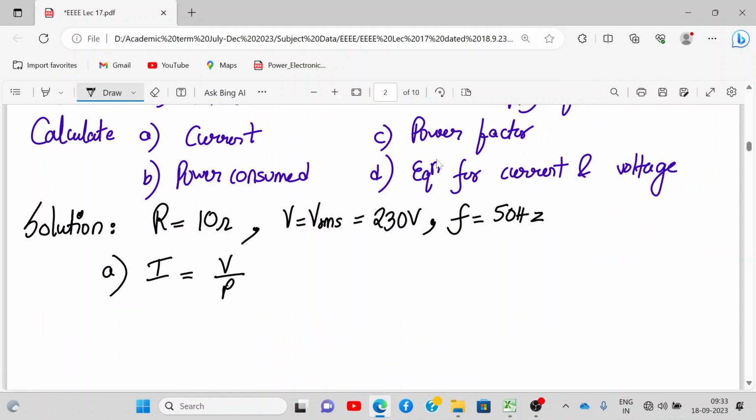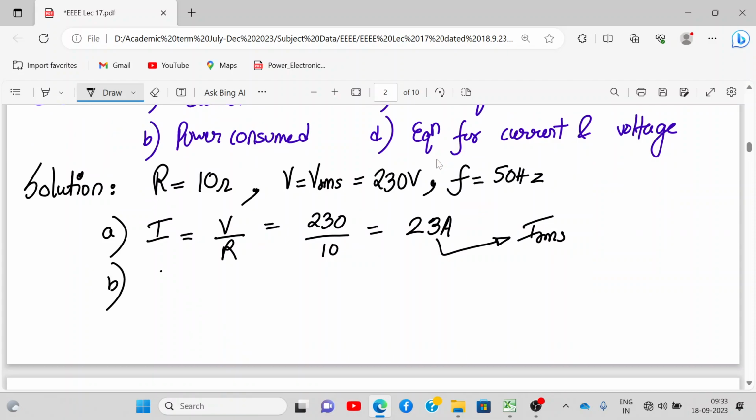So tell me, what is current? Current will be V by R, right? Because in a resistive network, Z is equal to R. So it will be 230 by 10, 23 amperes. Now, this 23 amperes is IRMS, right? This is IRMS.